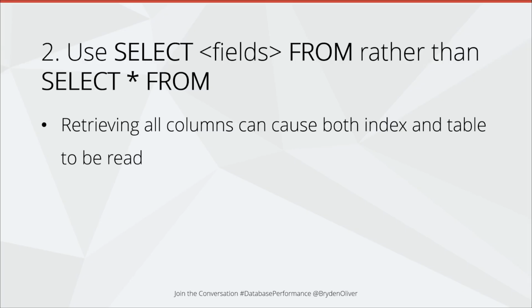Okay, so the second one, and this will also seem kind of obvious, is when you're doing a select statement or anything else, only specify the fields you actually want out of that table. Don't do select star from as I did in the previous example, because that means it's got to go and read all of the columns. And if you've got indexes, that can sometimes cause you to read stuff out of an index and the table. And we're going to go to an example that shows exactly that.